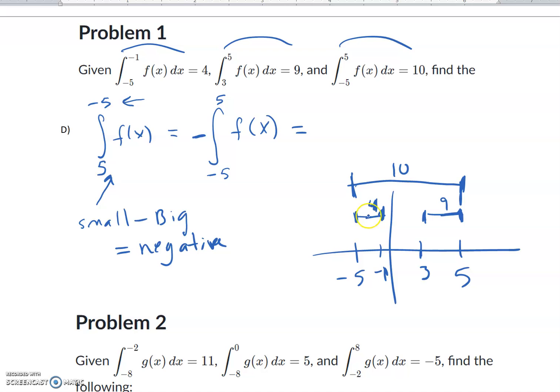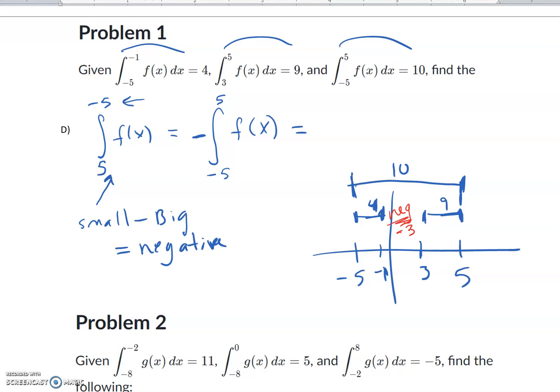Well, what doesn't make sense here is that 4 plus 9, that's 13. That's greater than 10, the overall area. So what has to happen in the middle is that this has to be a negative area. And furthermore, it has to be -3 to get an overall 10. All right, this value right here has to be -3.